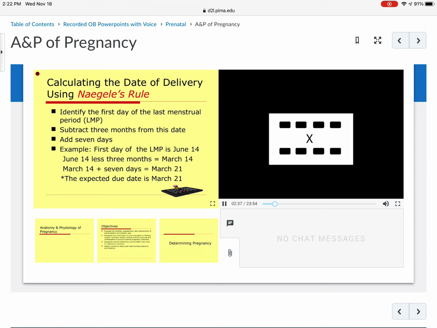But if we don't have a computer or the wheel, we can always use Nagel's rule, which is also in another PowerPoint, which means you probably should know how to calculate it. You take the first day of your last menstrual period, subtract 3 months and add 7 days, and you'll get the expected due date. So if the first day of the last menstrual period was June 14th, minus 3 months you get March 14th, and add 7 days, it's March 21st.